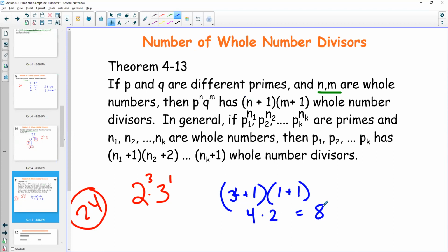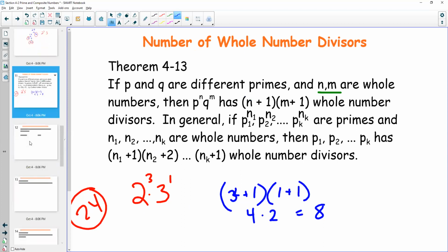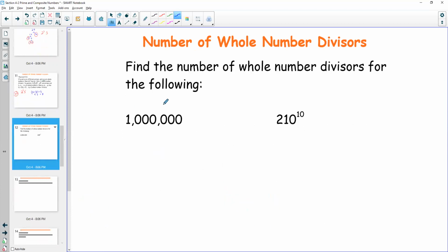We already saw that because we figured them out. So now that means if we have a bigger number, we can find out the number of whole number divisors. So to get the number of whole number divisors, we do the prime factorization, and then we calculate, okay? So you try these two, please.